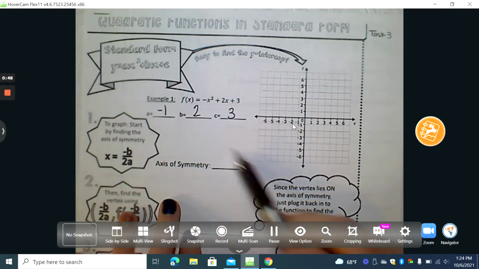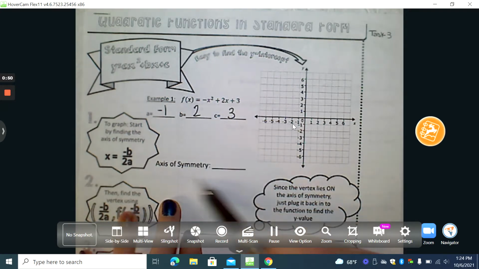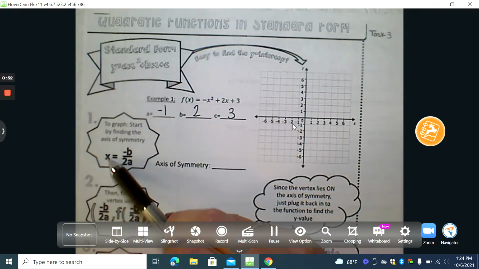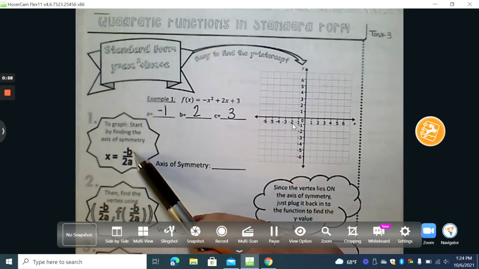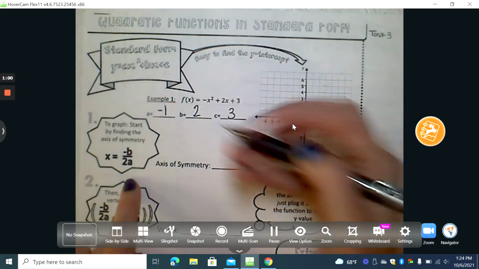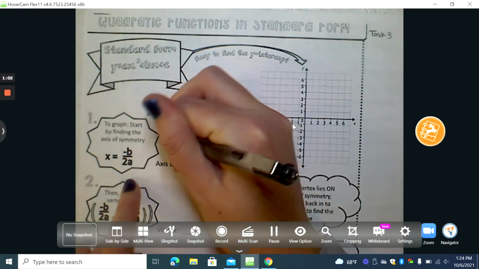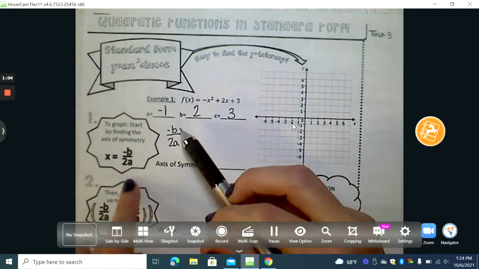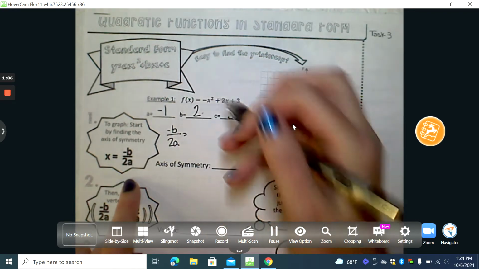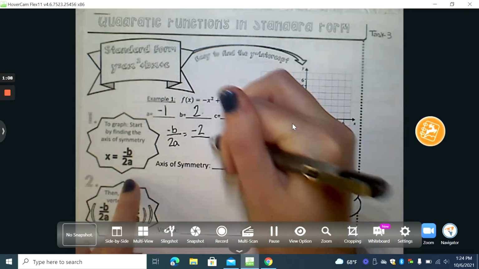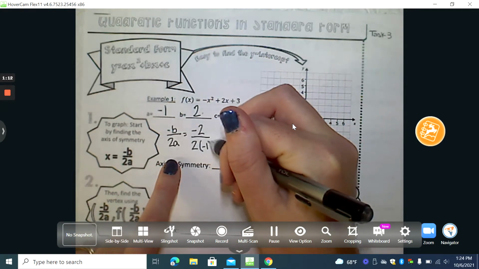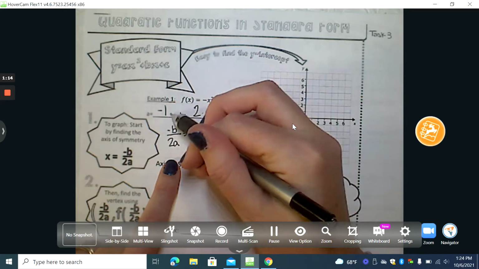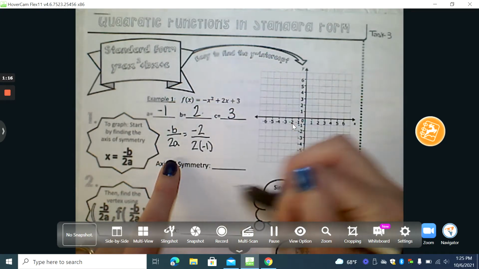What I am going to start by doing is solving for my axis of symmetry. What that does is it's telling me what my x value is in my vertex. And we use this equation right here to solve for my axis of symmetry: negative b over 2a. So I have -2 over 2 times my a, which is -1. I just plugged 2 and -1 into the b and the a spot.